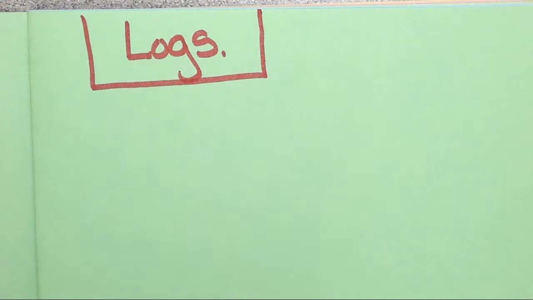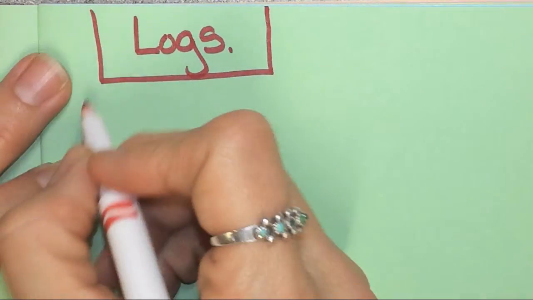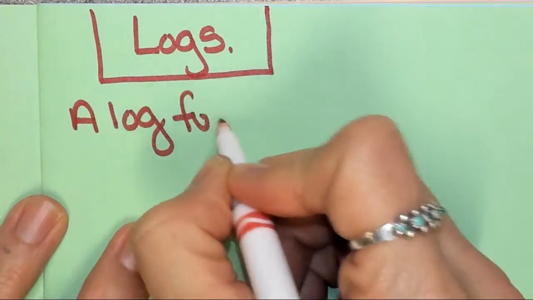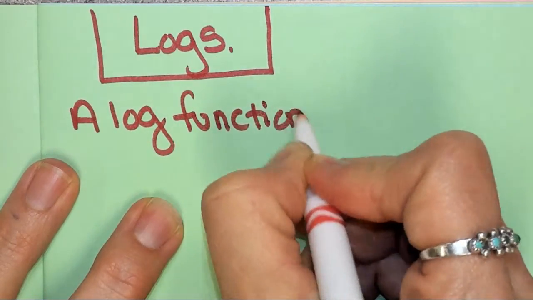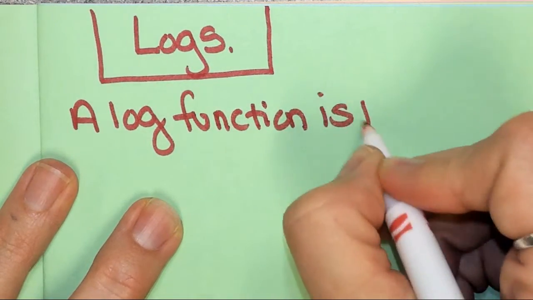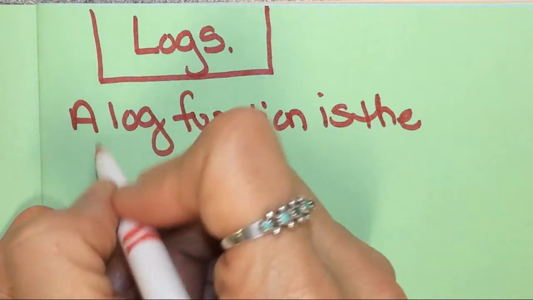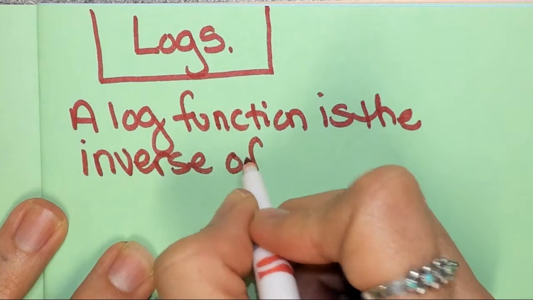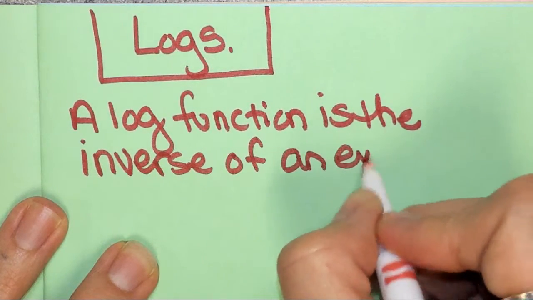Okay, so if it's a 1-to-1 function, it's going to have an inverse. Exponential functions that we did Monday and Tuesday are 1-to-1 functions, so they have inverses. Guess what their inverses are called? Logs. So that's why we have to study this. So we're going to write down: a log function is the inverse of an exponential function.